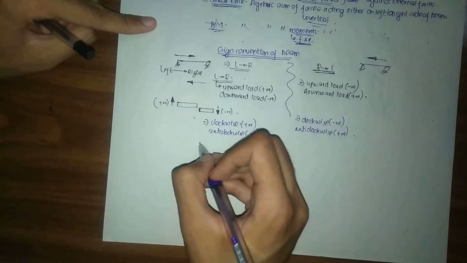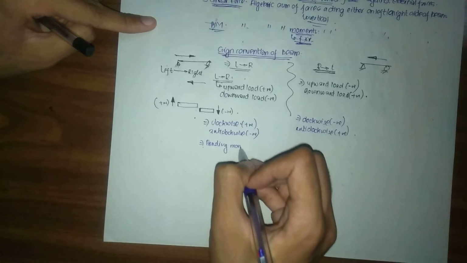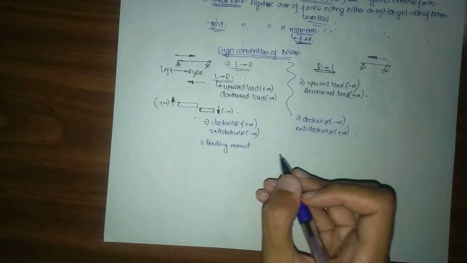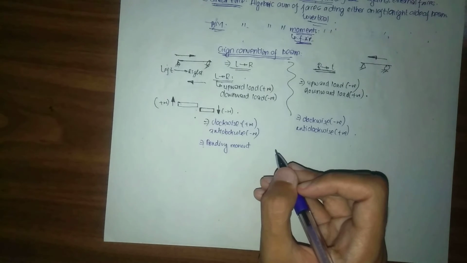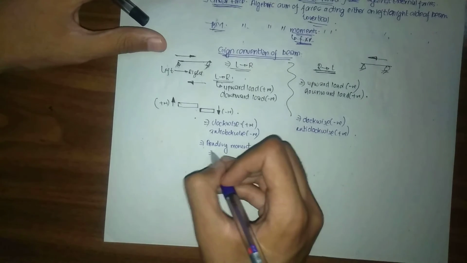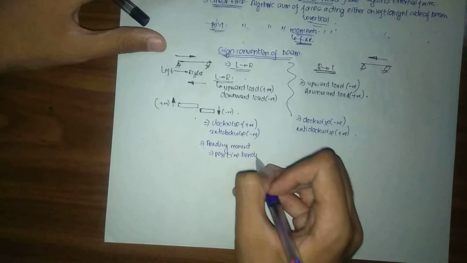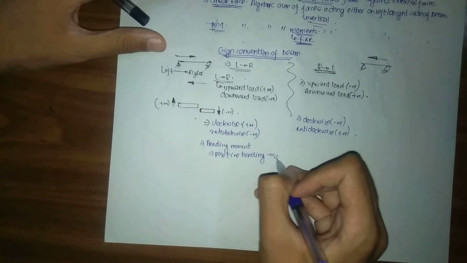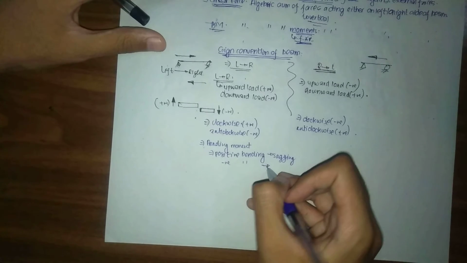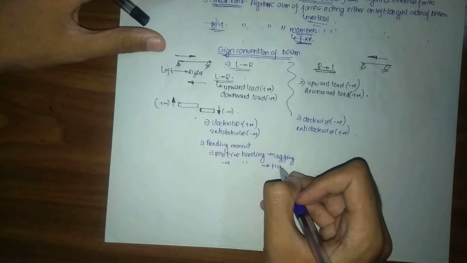So for your bending moment, positive bending moment is known as sagging, while negative bending moment is known as hogging.